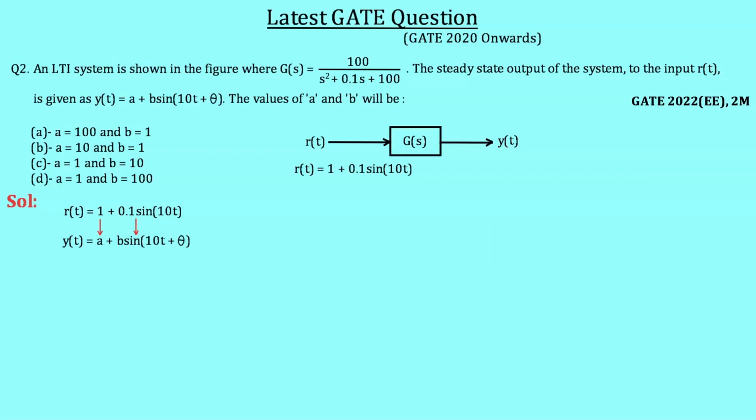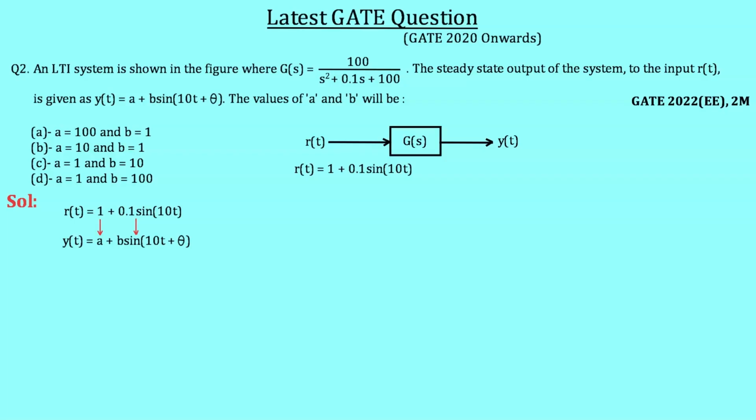Now let's come to the next question. This question is actually a very good question. For better understanding, it will be better if we divide the input signal into two parts, the constant one separately and 0.1 sine of 10t separately. We can do this here only because we are considering a linear time invariant system, and it is a property of linear systems that the output for the sum of two signals is equal to the sum of the outputs of the individual signals. You should always keep this point in your mind that we can do this only for linear systems.